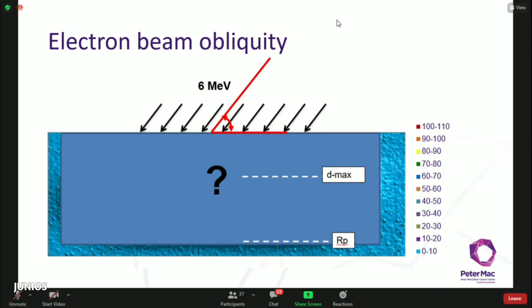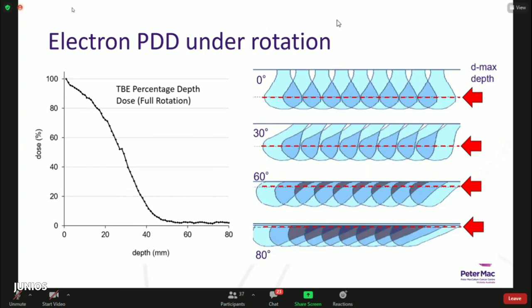So what we see with electrons is that at normal incidence, if these are your isodose lines at depth, as we increase the angle of incidence, we're actually shifting your depth of maximum dose towards the surface as those bulging isodose lines start to overlap.